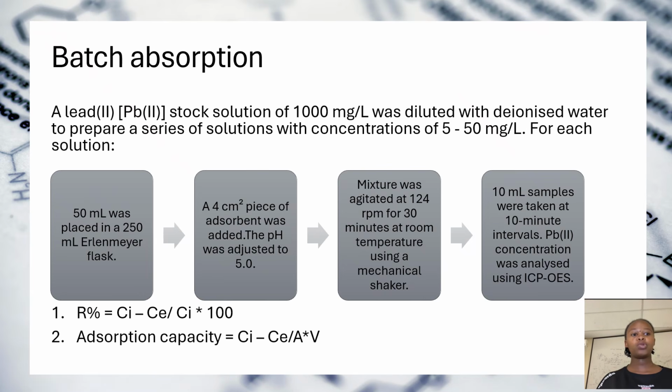10 milliliter samples were taken at 10-minute intervals. Pb concentration was analyzed using ICP-OES, Thermo Fisher Scientific. The percentage of lead removed is calculated using this equation, and the adsorbent capacity was calculated using this equation.